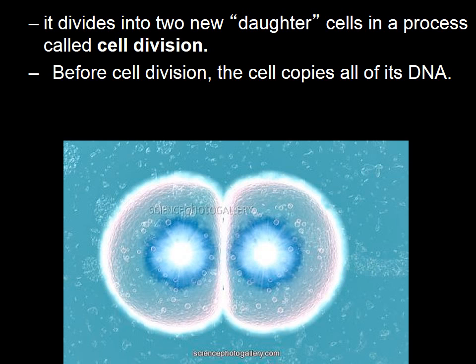Now obviously before this cell division occurs, the DNA has to get copied so that you have one copy in one daughter cell and another copy of the DNA in the other daughter cell.